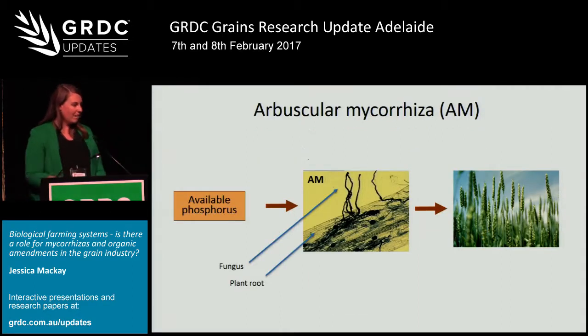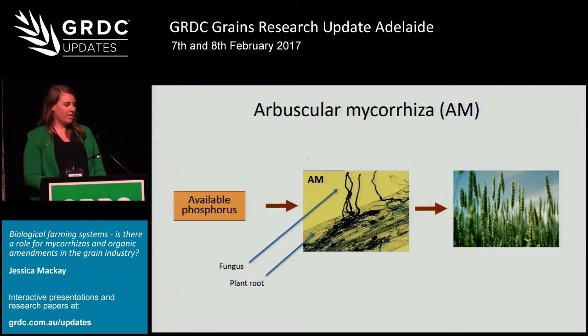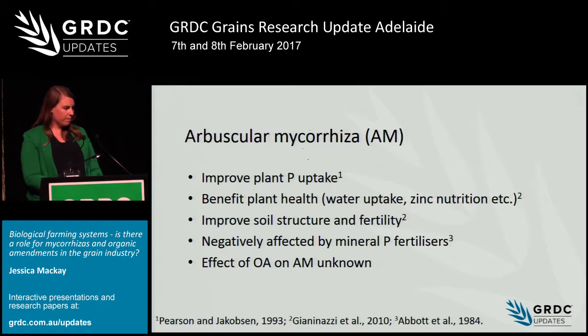Arbuscular mycorrhizas are symbioses between plant roots and mycorrhizal fungi, in which the fungus grows into the plant root and extends into the soil. AM can improve plant phosphorus uptake because they can reach phosphorus beyond the root zone. And as well as improving plant phosphorus nutrition, arbuscular mycorrhizas can provide other benefits to plant health and can also improve soil structure and fertility. However, arbuscular mycorrhizas are negatively affected by mineral phosphorus fertilisers, but their response to organic amendments is still not completely understood.